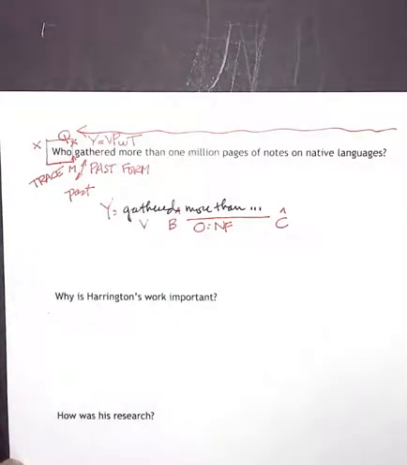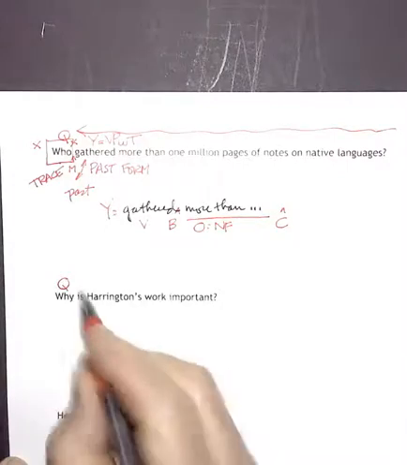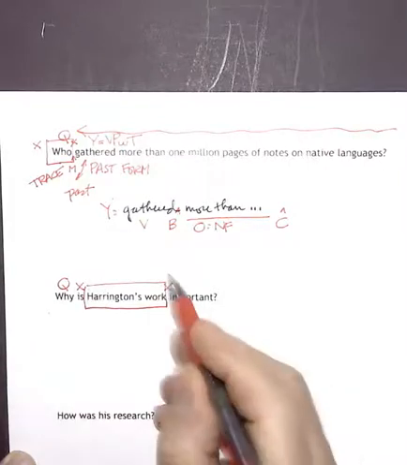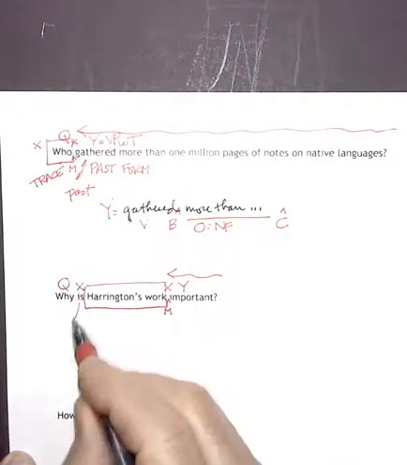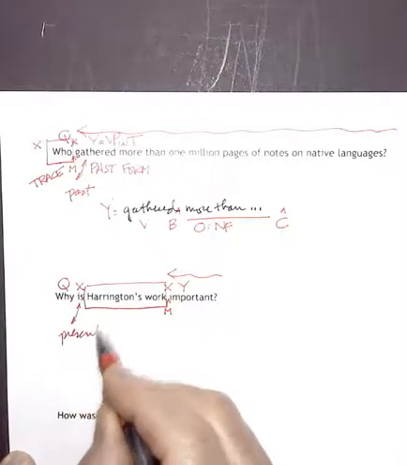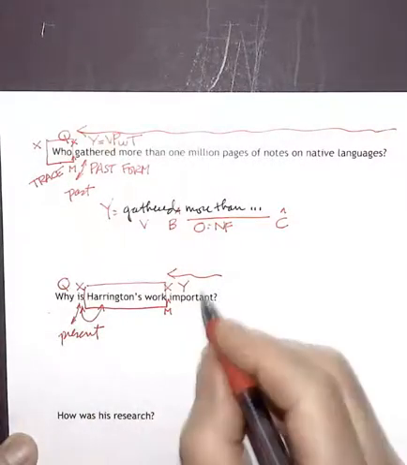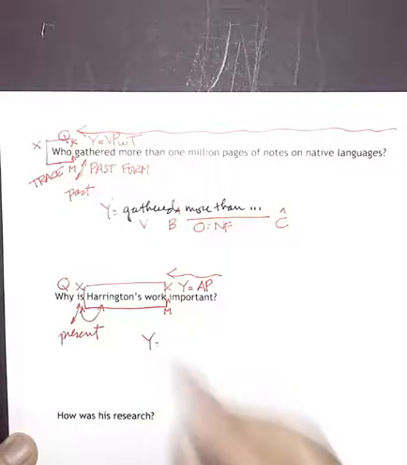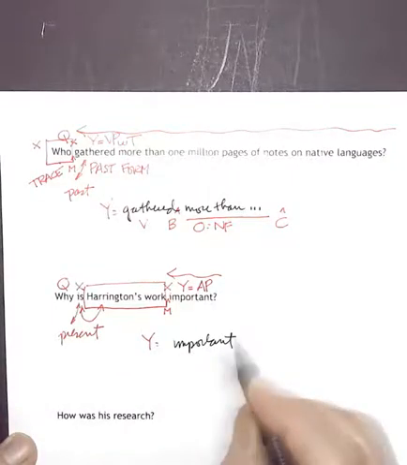Why is Harrington's work important? Why is the question word. Is the X word. Harrington's work is important. Harrington's work is the subject, predicate, and M place, and Y. Is ties with the present. Is ties with Harrington's work, the subject. There is no verb. Important is an adjective, so Y is an adjective phrase. Let's rewrite. Important.